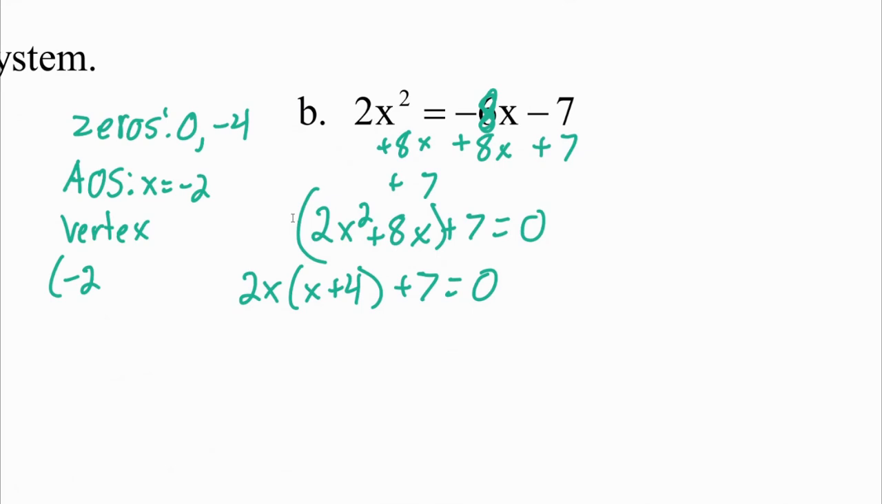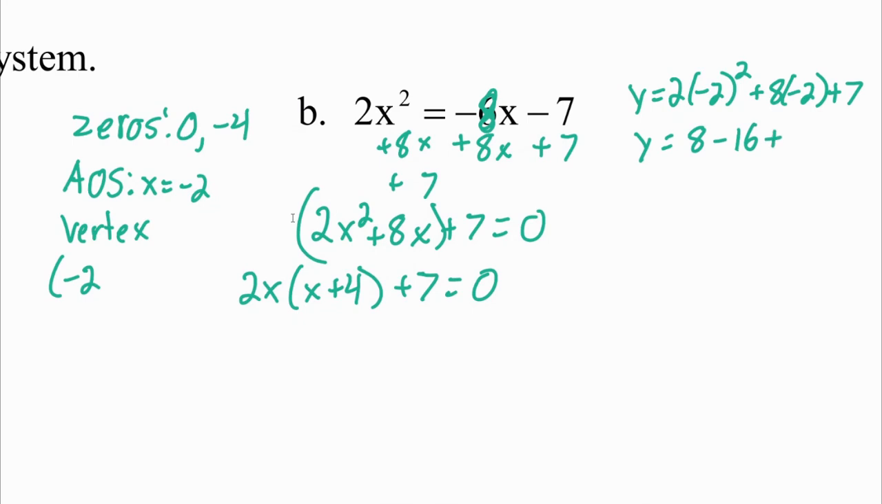So again, we're plugging in once we get it set equal to 0. So 2 times negative 2 squared plus 8 times negative 2 plus 7. Okay, so negative 2 squared is 4, times 2 is 8, and then 8 times negative 2 is negative 16.